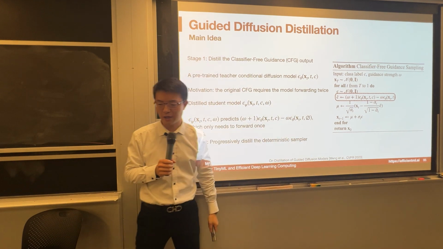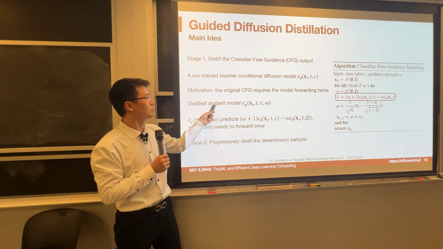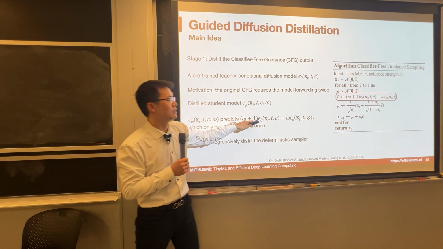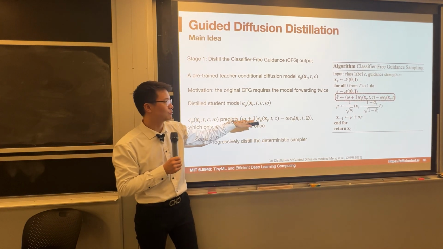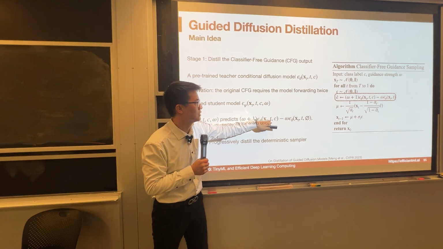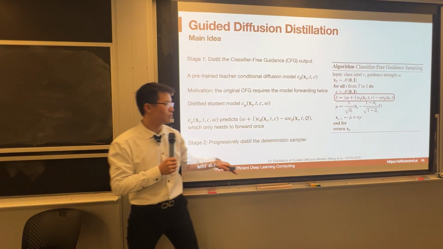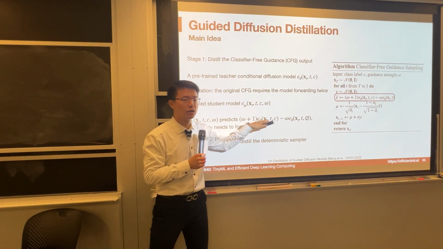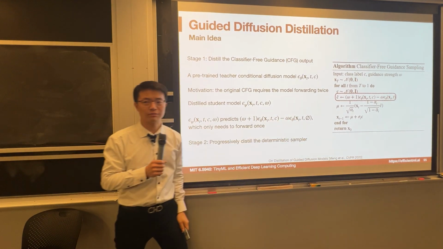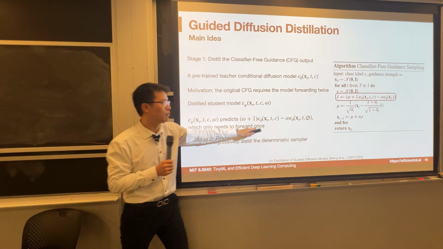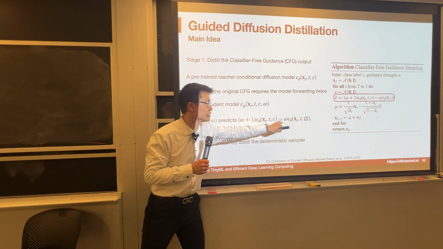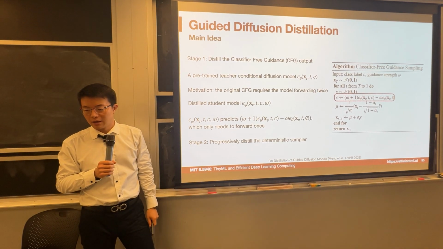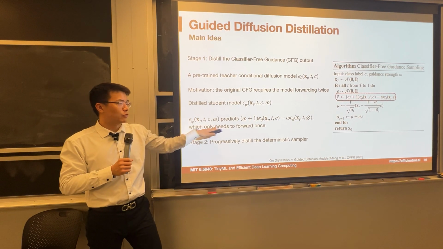Can we only forward it once? So we can distill a student model that predicts the subtraction between the conditioned and unconditioned outputs. We use just one model, the student model, to learn the subtracted result, rather than forwarding it twice. Now we just forward it once, which only needs one forward pass.